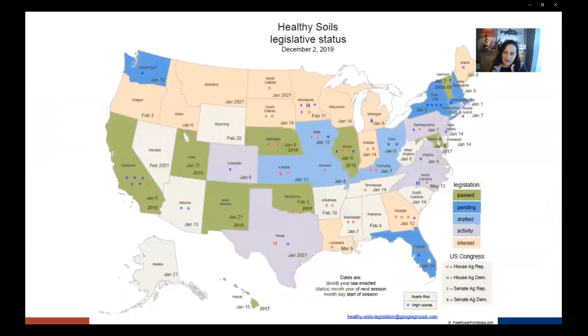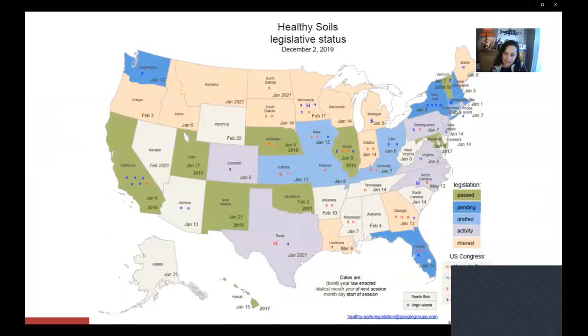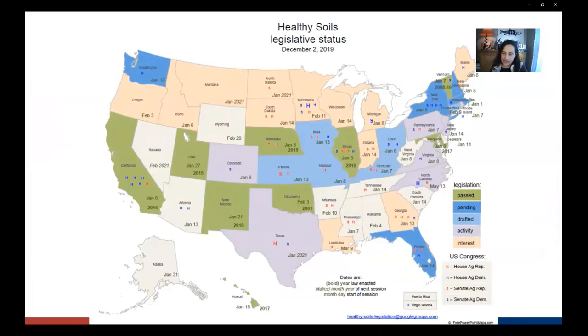So before we get into what's happening here in Washington, I wanted to give a little bit of a broader perspective on interest in soil health. This is a map from December of 2019 showing different states in the US where healthy soils legislation has passed or was at some other stage in the process of passing. The point of this is just to say that Washington is not the only place where this type of effort is occurring. And it's exciting to see such a broad group of states actually paying some attention to soil health.